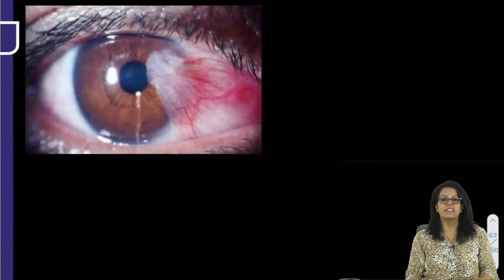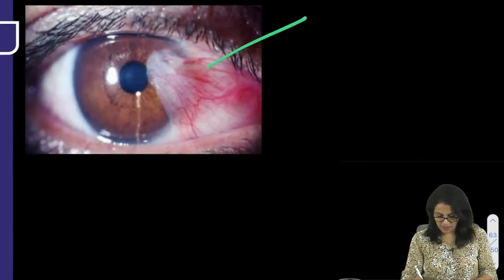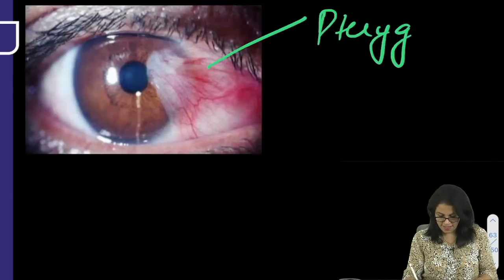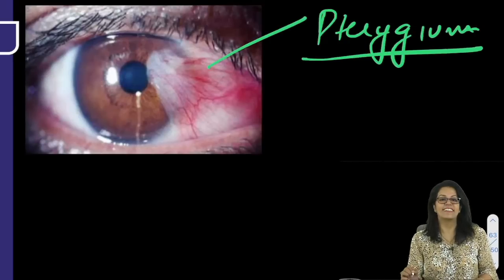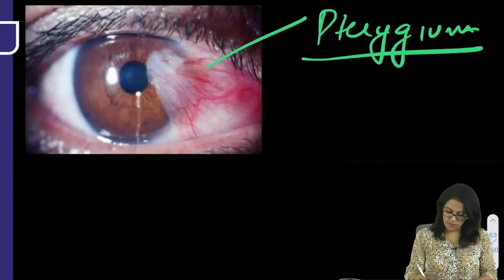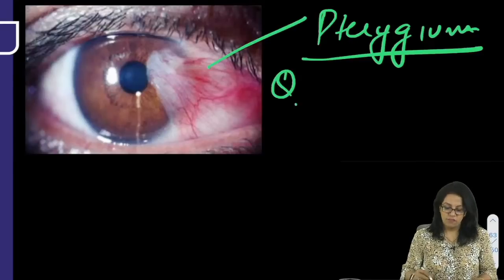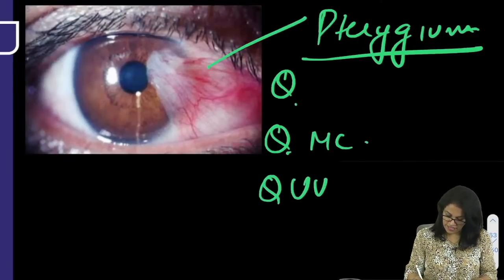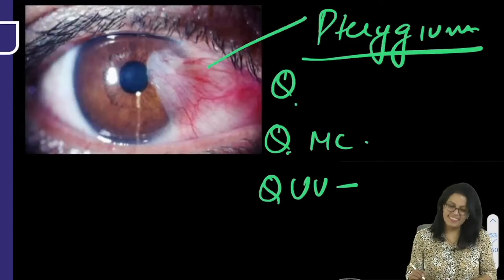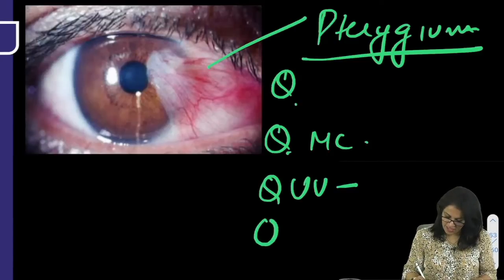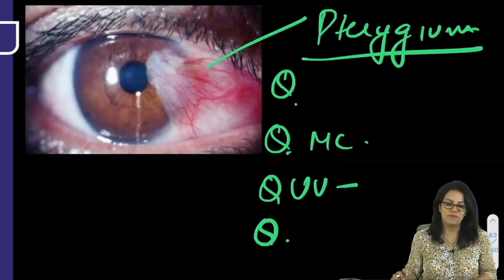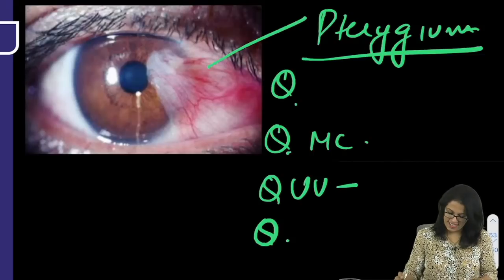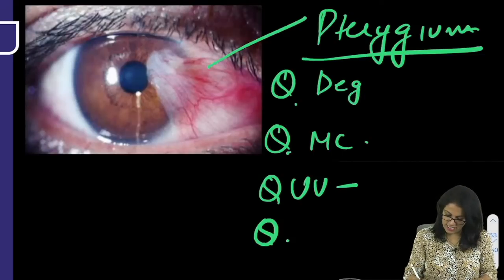Okay, so many questions on this one. This is your, you all know, pterygium. Let me ask the questions. All of you tie your seat belts. Answer this quickly. Is it an inflammatory or degenerative disorder? Number 1 question. It is more common on which side? Which ultraviolet rays is responsible? How do we differentiate between pterygium and pseudopterygium? Keep answering.